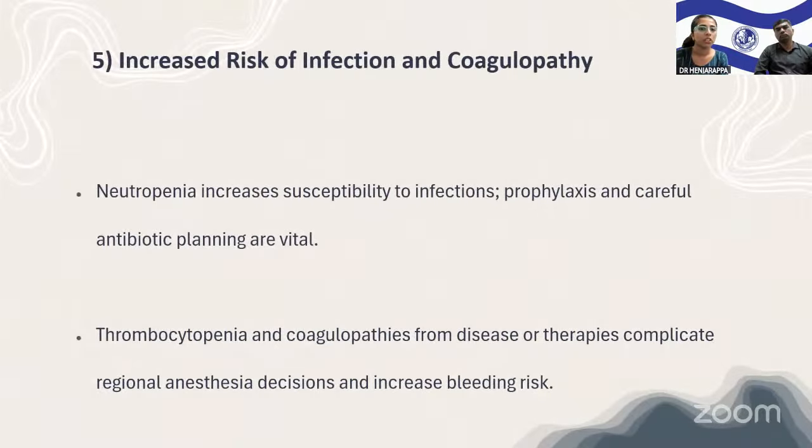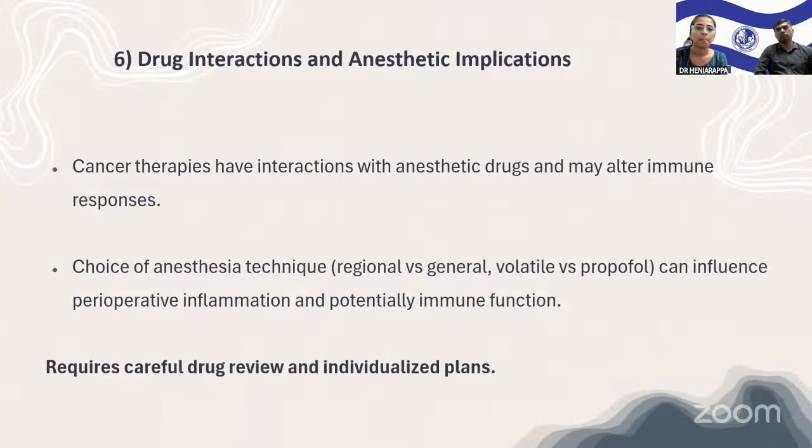There is an increased risk of infection and coagulopathy. Because of bone marrow suppression, the patient will be neutropenic, which increases susceptibility to infections. And thrombocytopenia and coagulopathy from the disease itself or therapies can affect our regional anesthesia decisions and increase the bleeding risk.